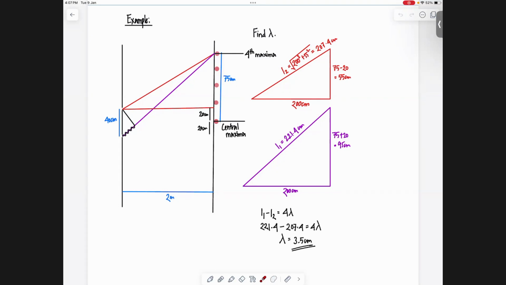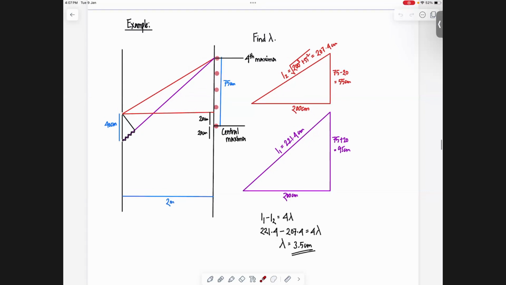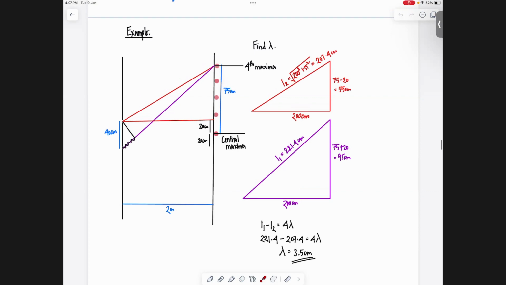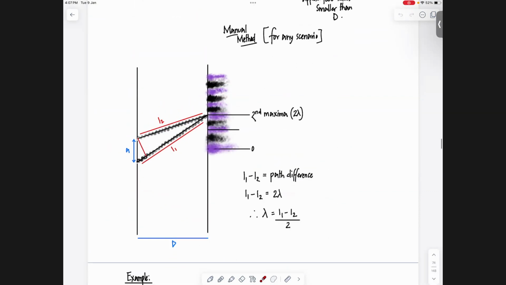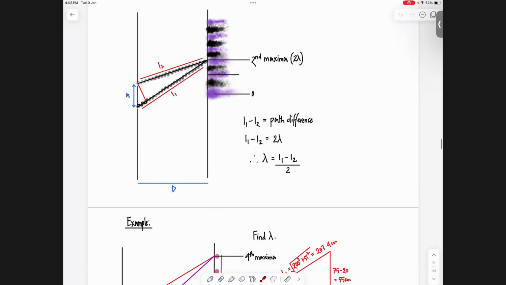All right, so let's continue. Last class I did this. Do you have any questions regarding this? Do you remember what this was? This was the manual method of finding the wavelengths. I'll just do a quick recap here.